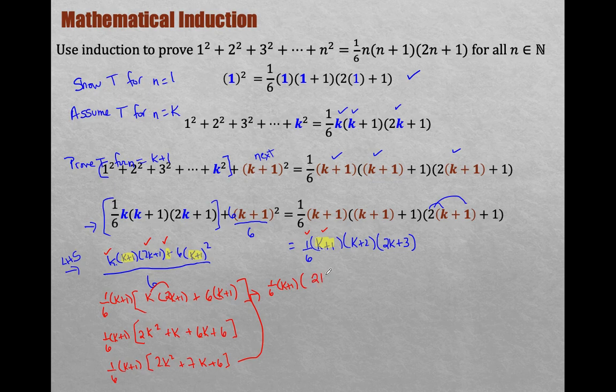Factor. I think I will guess the factors that I want and see if that works. Is it true that 2k squared, 2k times k is 2k squared, then I have 4k and 3k, which is 7k, and 3 times 2, which is 6. Yes, that equals the right-hand side.